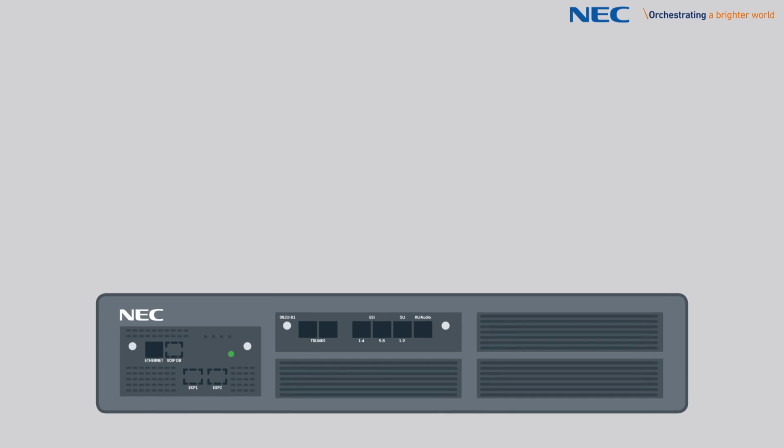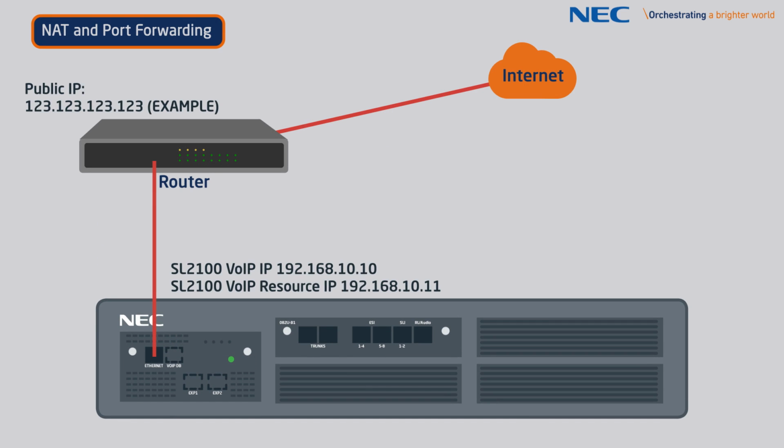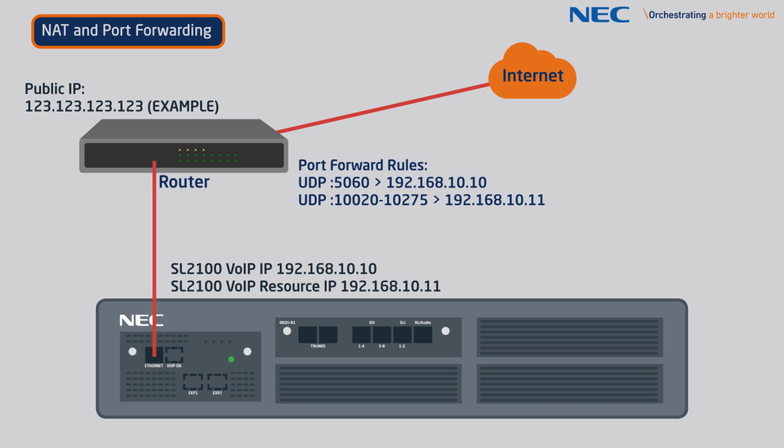NAT is used to allow multiple devices on the local area network to access the Internet using a single public IP address. For SIP trunks, it is mandatory to forward specific ports directly to the SL2100. In this example, the router will forward traffic on ports UDP 5060 to the SL2100 VoIP IP address and UDP 10020 through to 10275 to the SL2100 VoIP resource IP address.